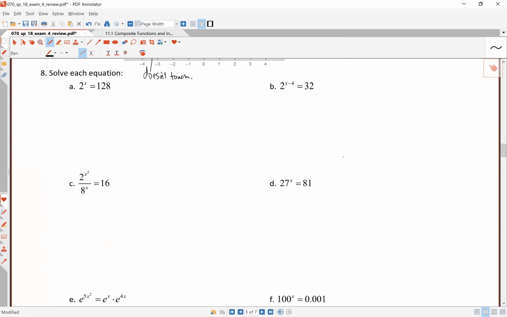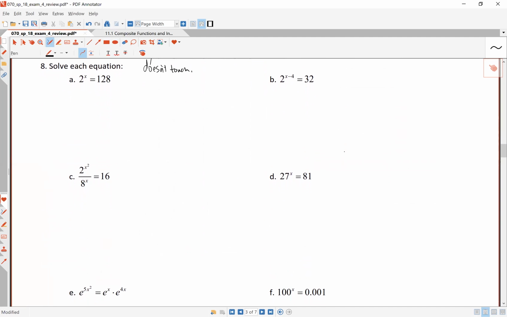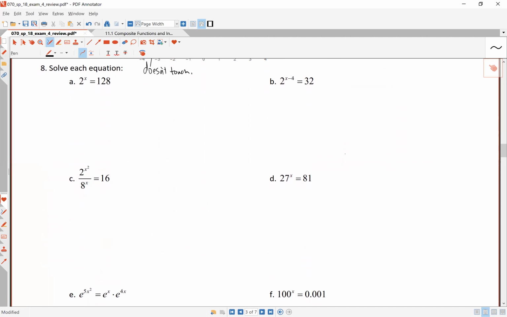Number 8, solving exponential equations in which the bases are the same. These all have the bases the same. 2 to the x equals 128. 128 is 2 times 2 times 2 times 2 times 2 times 2. That's 16, 32, 64, and 128. That's 2 to the 7th. When we have the same base on both sides, we just take and drop them, and we get x equals 7.